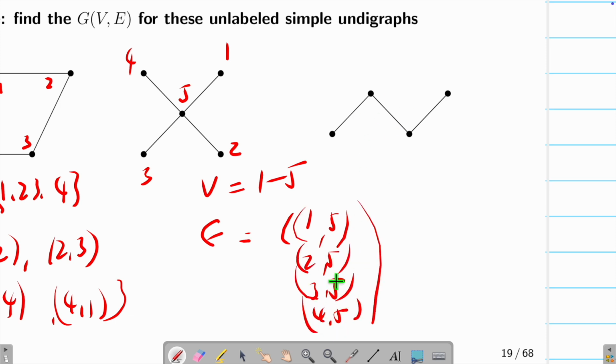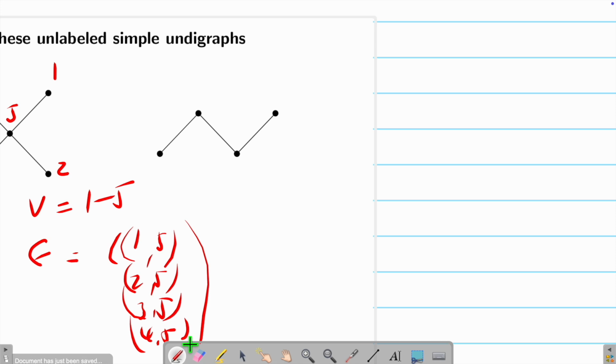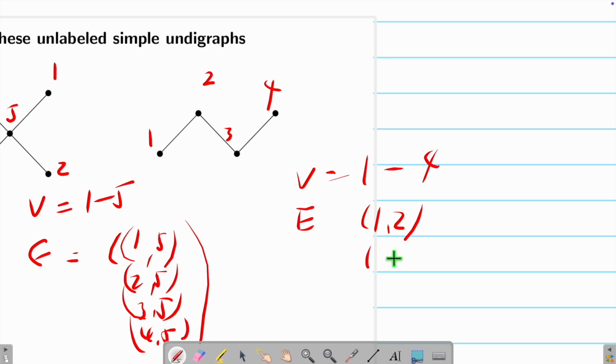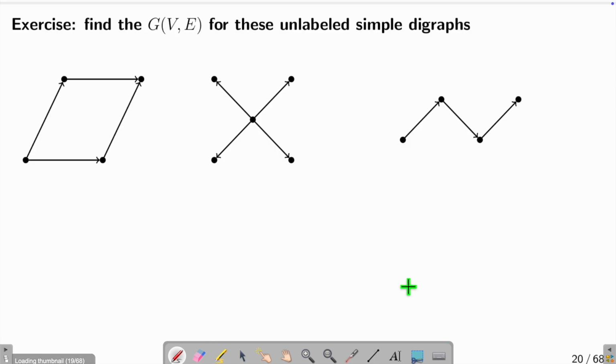Lastly, this one. Normally you call it 1, 2, 3, 4, right? Then you call it like this. Then what is the V? 1, 2, 3, 4. What's the E? 1, 2, 2, 3, 3, 4. That's it. Now, another exercise.